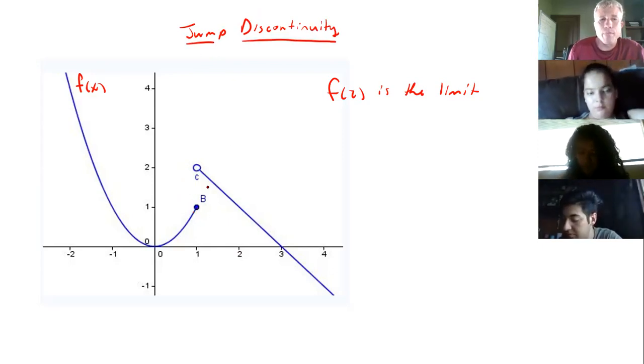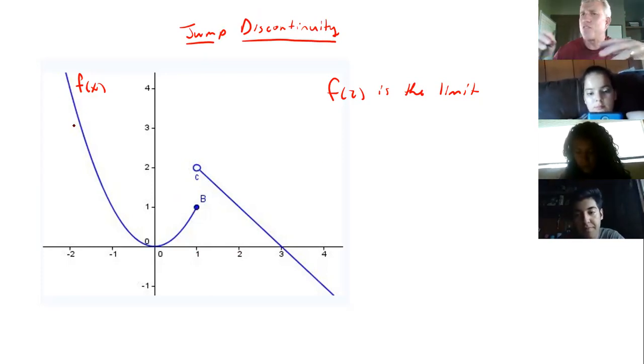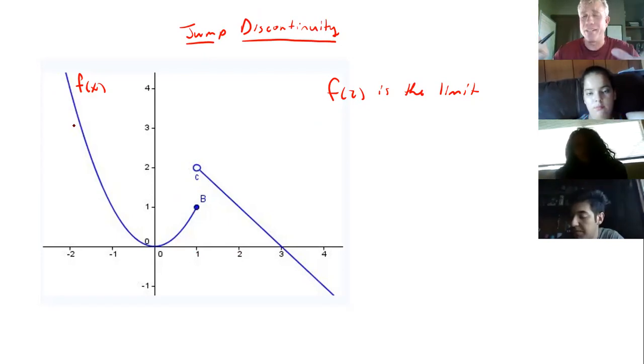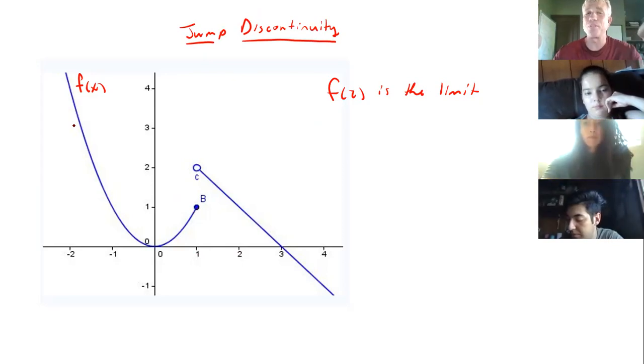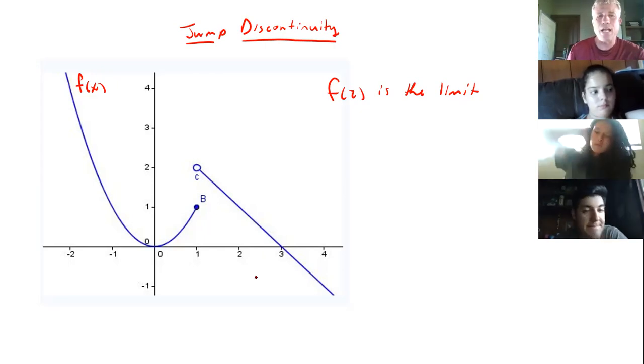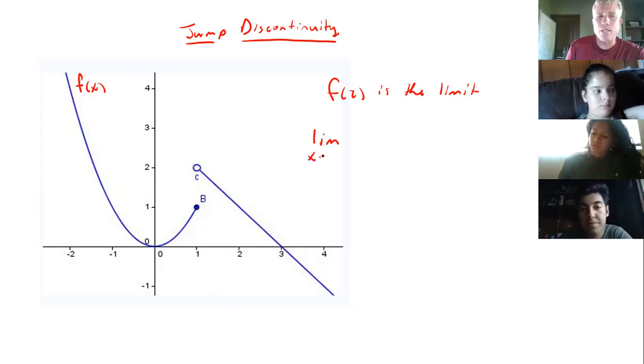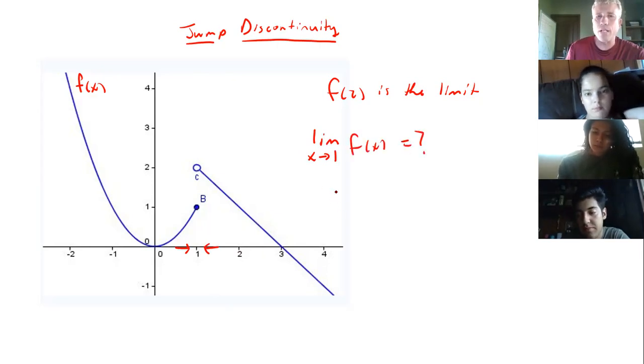And this is a place where the limit doesn't exist, because for this function the limit exists everywhere, since the function is everywhere continuous except at x equal to 1. This is the only place where the limit doesn't exist. If I wanted to know the limit as the inputs approach 1, you approach 1 on the input axis from both sides. So if I want to know whether the limit of the function exists, I want to look at the two one-sided limits.